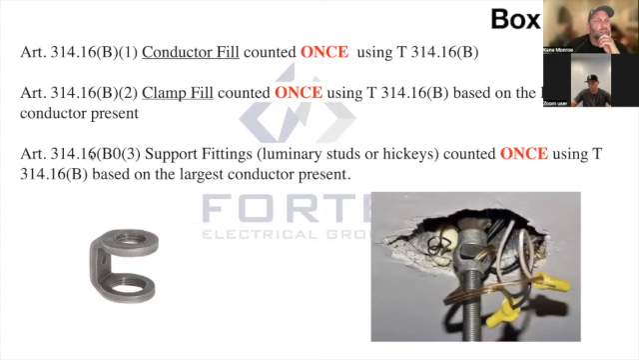And now in Article 314.16(B)(3), they talk about luminaire studs and hickeys. That's what a luminaire stud and a hickey is right there. Just remember, it's just taking up volume in your box. So you count that once based off the largest conductor. So if we had that in there, we would count a 2 because we're running number 14.